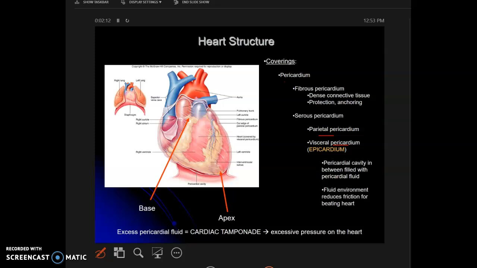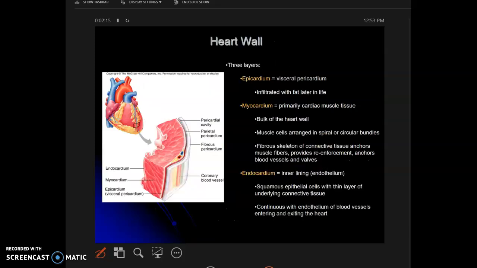All right. Now if you look at the layers of the heart wall, there are three layers. The outer layer, epicardium, is nothing but the visceral pericardium. The middle thick layer, which forms the bulk of the heart wall, is the myocardium, and the thin inner lining is called the endocardium, which is made up of a single layer of squamous cells, and it continues with the blood vessels.